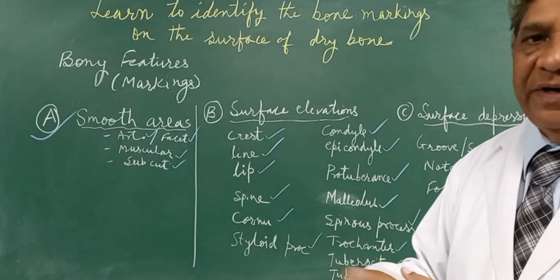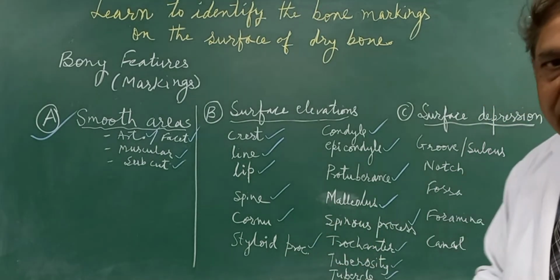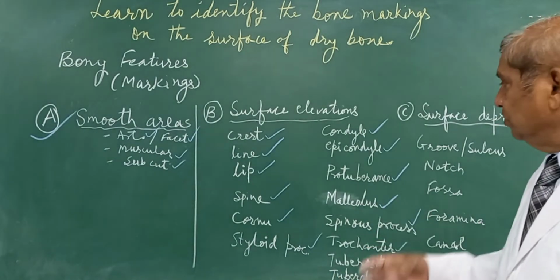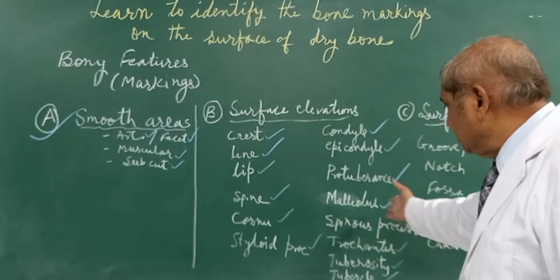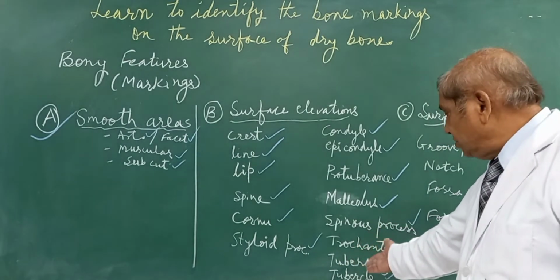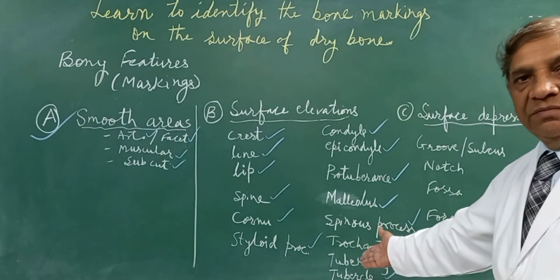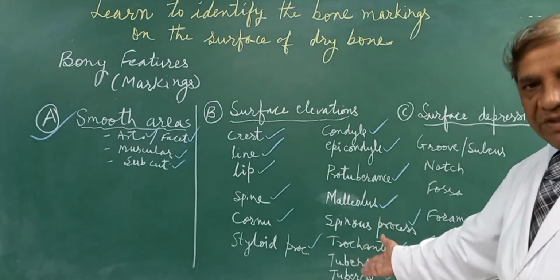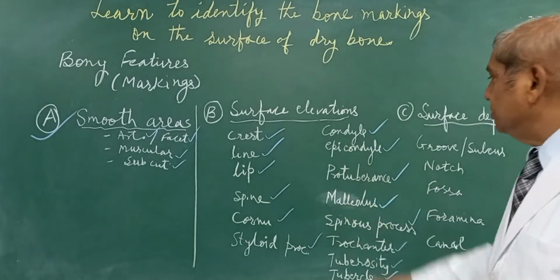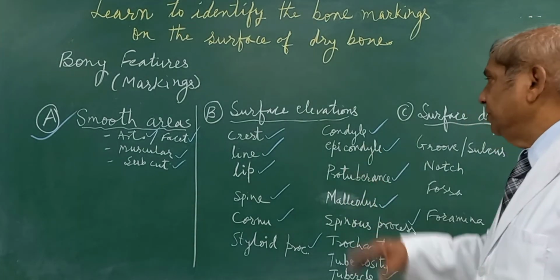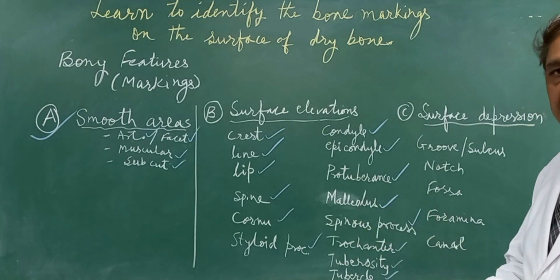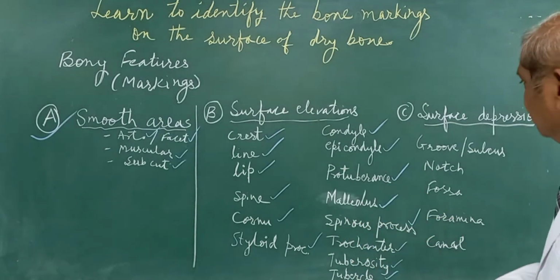The joint formation will form the condyles. Attachment of the muscles will give smooth surfaces and projections like the spine and tubercle. Tuberosities are mostly because of the attachment of strong muscles or their tendons. So these bony elevations are in relation to the attachment of various soft tissues.